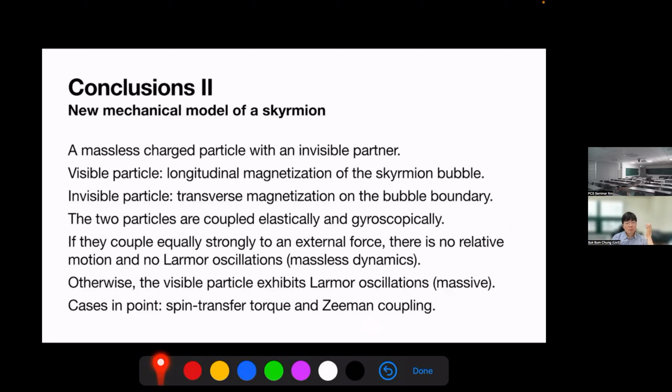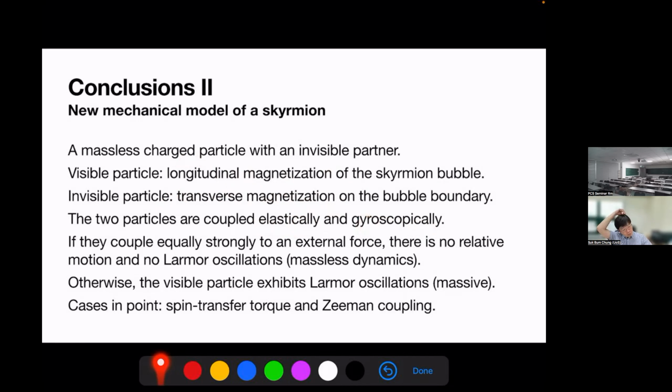Second set of conclusions is an invention of a new mechanical model, a weird one slightly, with a massless charged particle that has an invisible partner that is also massless and charged. The visible particle represents longitudinal magnetization of the skyrmion bubble, and the invisible one represents the transverse magnetization. The two particles are coupled in two ways, by a spring and by a weird gyroscopic force, in which the force on one particle is proportional to the velocity of the other.